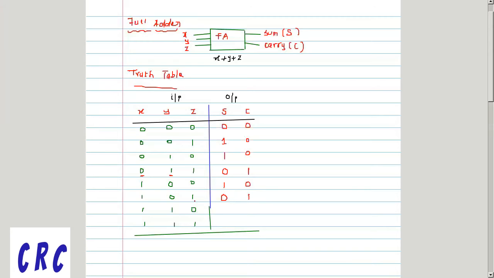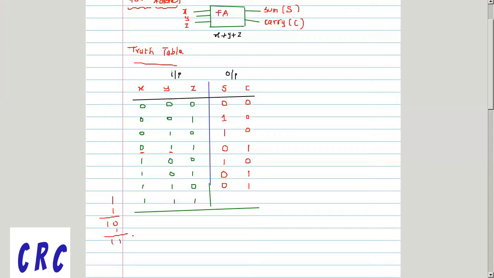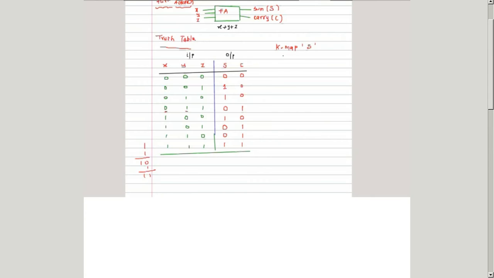Now I'm coming to the combination 1, 1, 0. 1 plus 1 is 1, 0. 1, 0 plus 0 is 1, 0. So here the sum is going to be 0 and my carry is going to be 1. Finally, all ones. 1 plus 1 is 1, 0. In that, if I add one more 1, my value will be 1, 1. In that, the sum is 1 and the carry is 1.